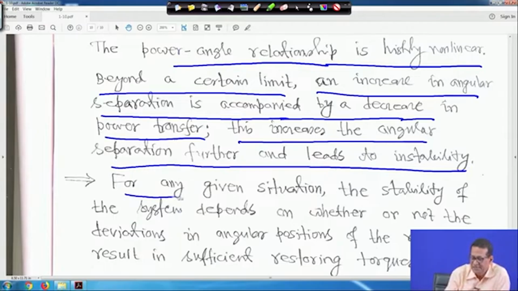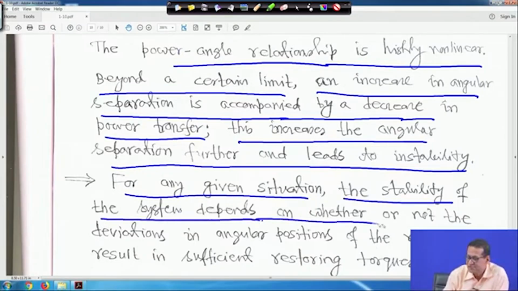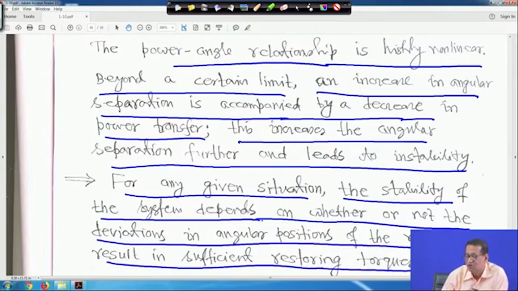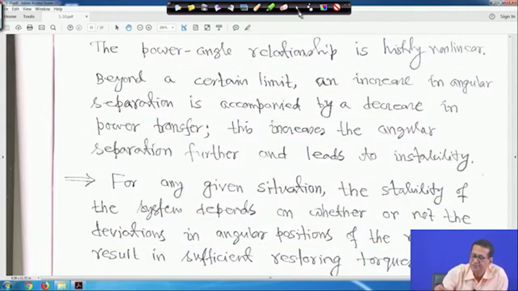So for any given situation, the stability of the system depends on whether or not the deviations in angular position of the rotors result in sufficient restoring torques. Otherwise the system will lose synchronism. You have to see that the stability of the system depends on whether or not the deviations in angular positions of the rotors result in sufficient restoring torque.